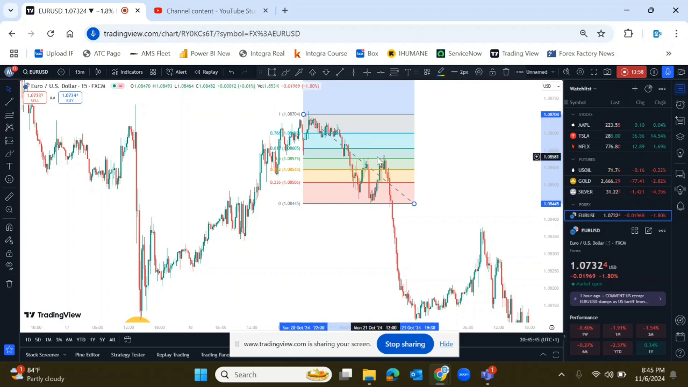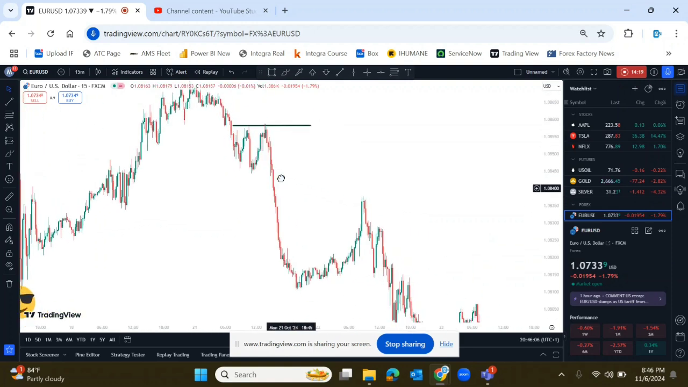Now, look at what it did. It just checked here, and then it decided to come down again. So this is another entry point for you. I hope you are paying so much attention to these clues that I am giving you of using retracement to pick profitable trades. Now, that is another entry point for you.